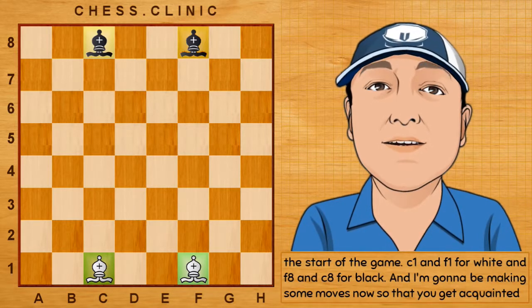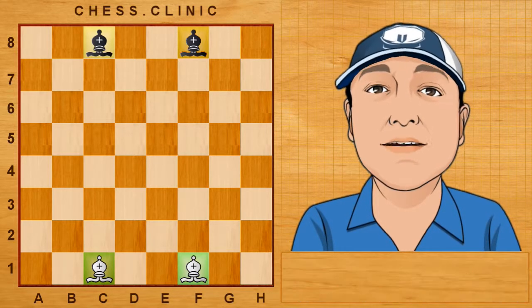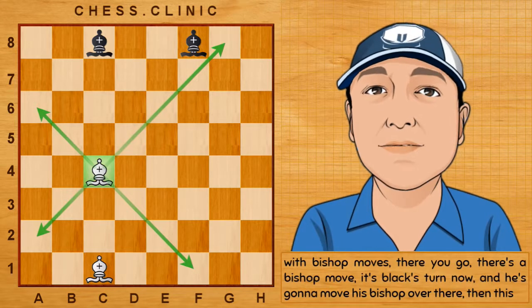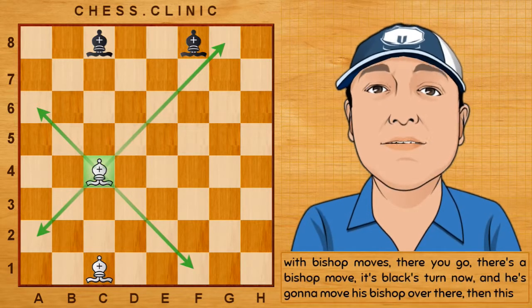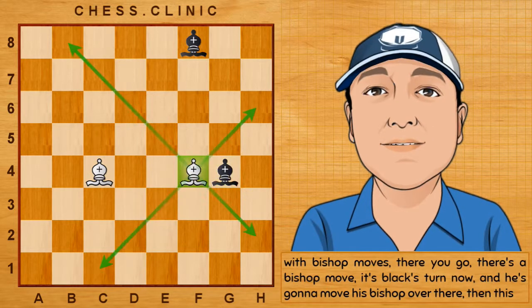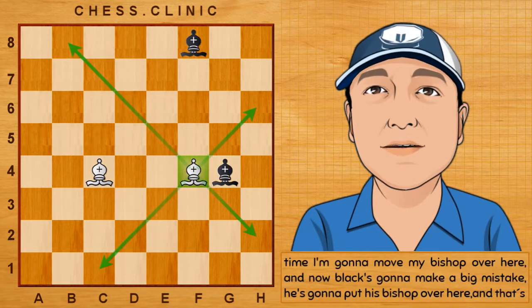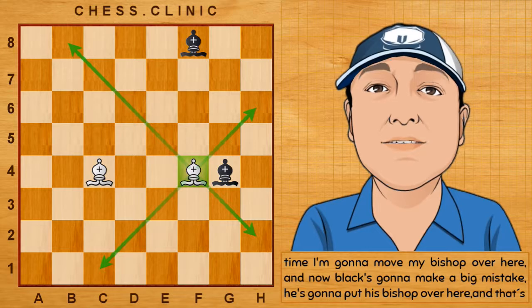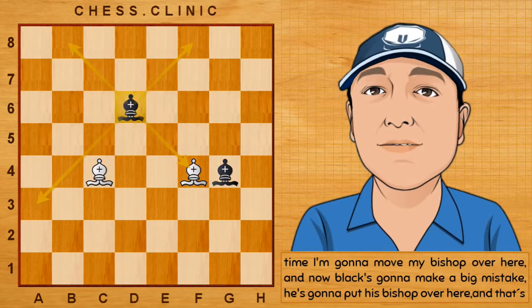And I'm going to be making some moves now so that you get acquainted with bishop moves. There you go. There's a bishop move. It's black's turn now. And he's going to move his bishop over there. And this time I'm going to move my bishop over here. And now black's going to make a big mistake. He's going to put his bishop over here.